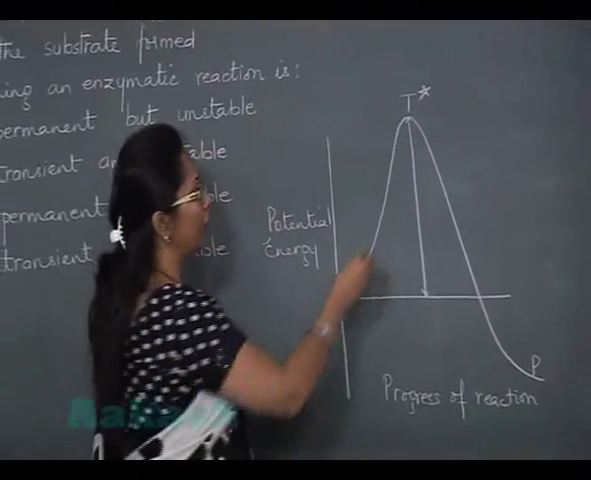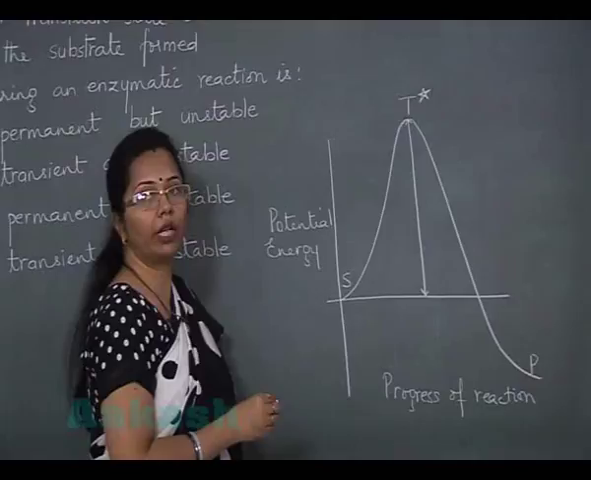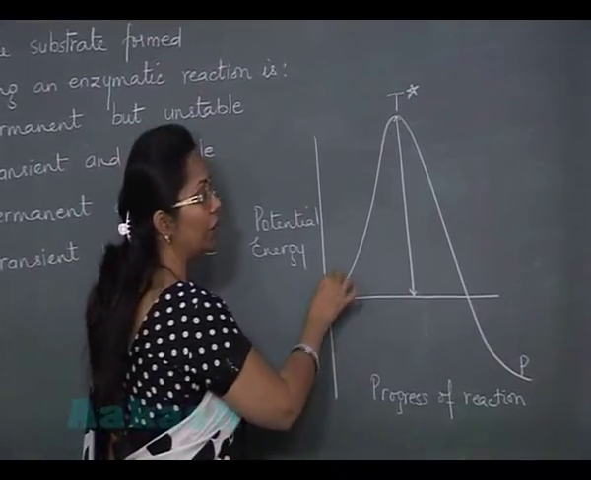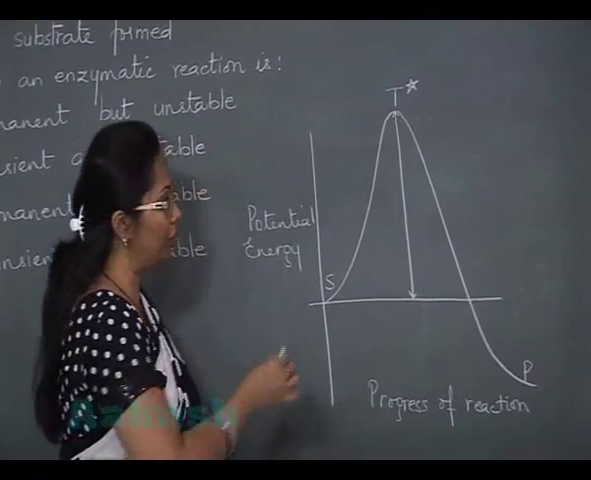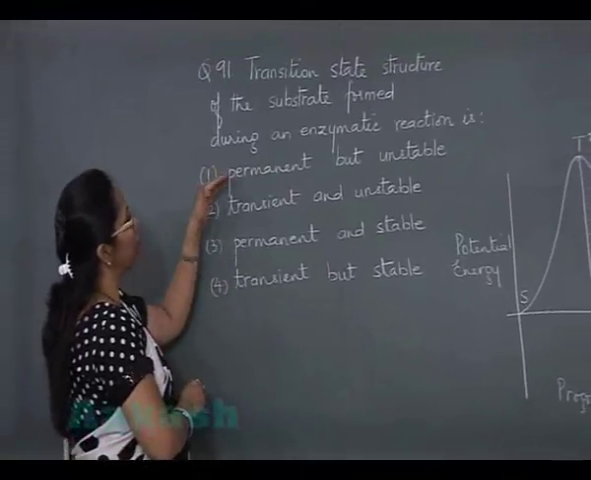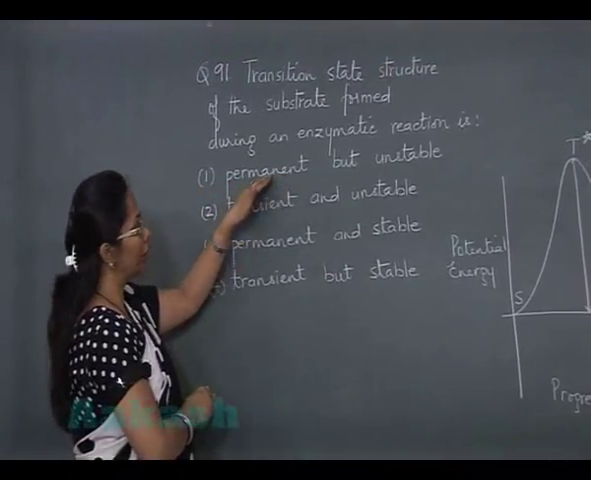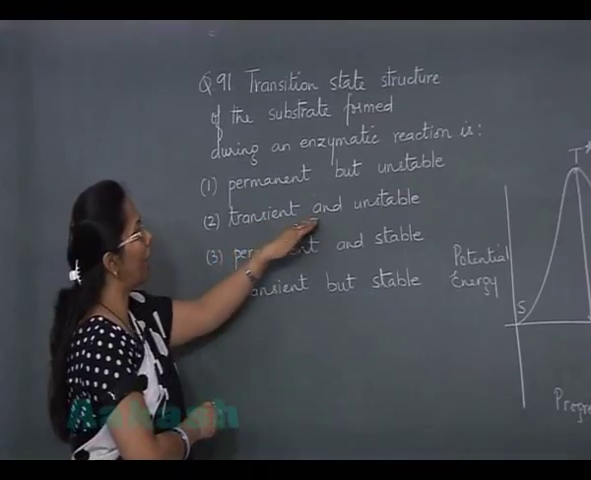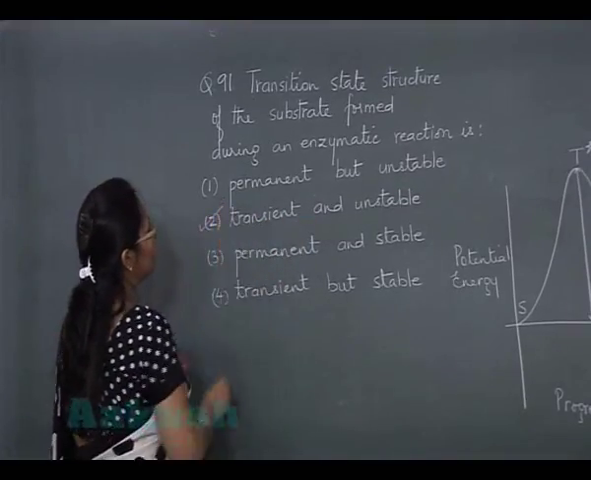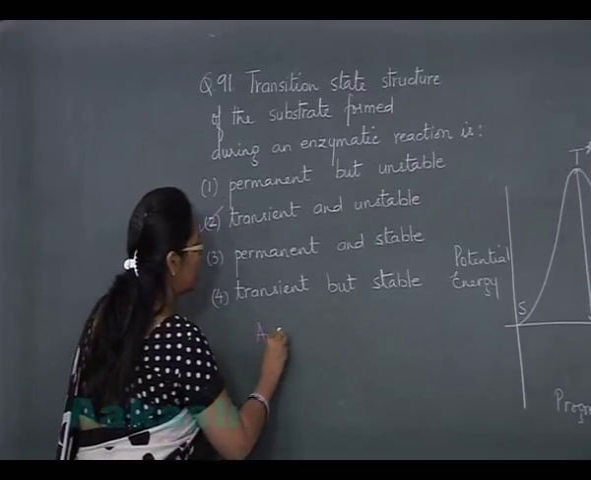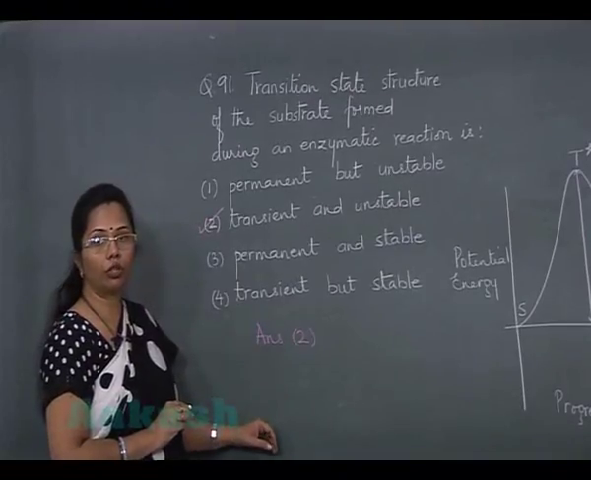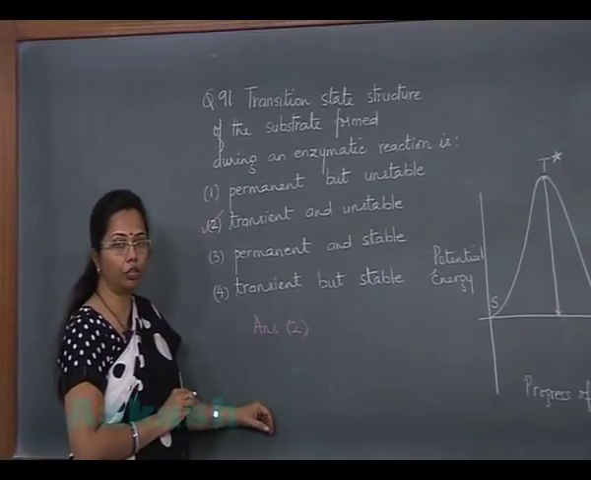Now this transition state is an unstable state and it is temporary because it is a stage between the substrate and the product formation. So out of these options, it cannot be permanent and unstable; it is transient and unstable. So this is our correct choice, and thus the answer is option 2. Now let's move on to the next question, question number 92.